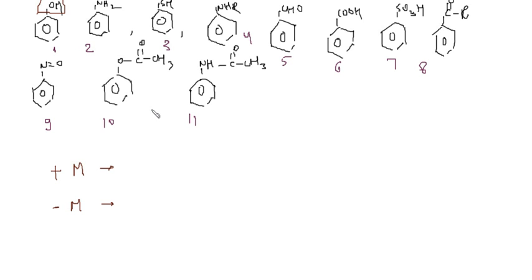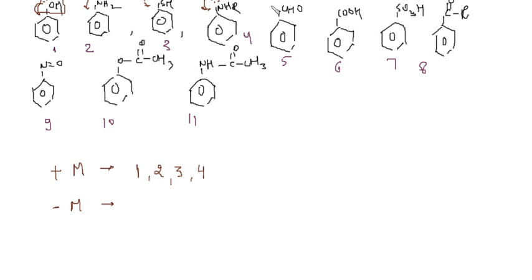Okay, so when we see phenol, in phenol the oxygen is donating its lone pair to the system, so that's why it falls in the category of plus M group. If we see the second, aniline, it has a lone pair and it is donating to the ring, that's why it falls in plus M category. Third, thiophenol, in thiophenol sulfur is donating electrons to the benzene ring, that's why it is plus M group. NHR, okay, amine, nitrogen is donating lone pair, so it is plus M group.